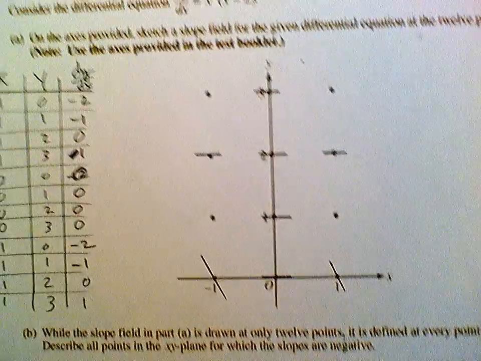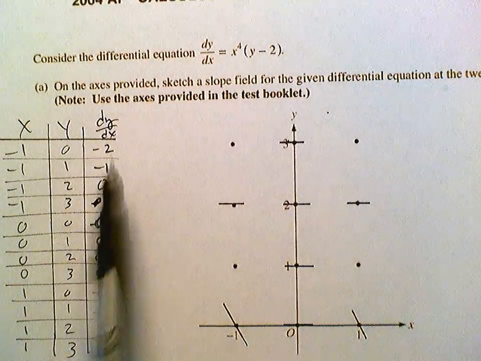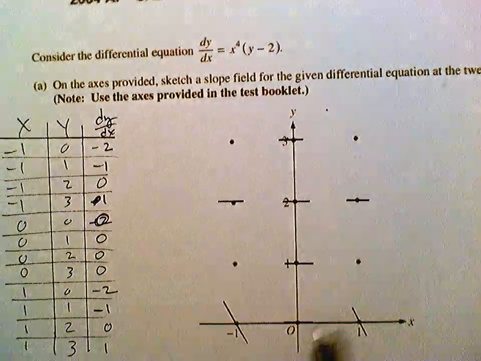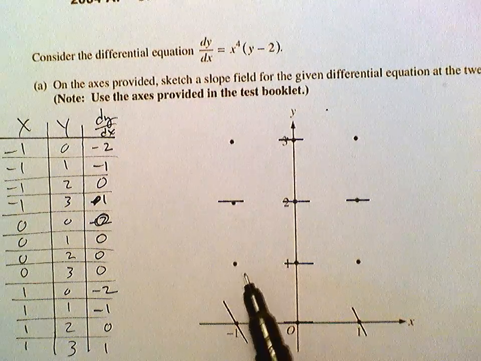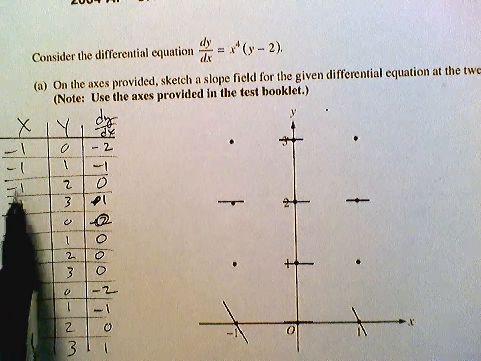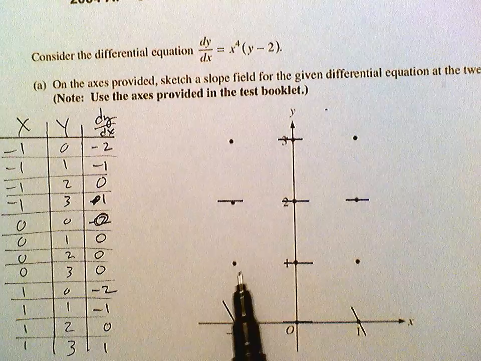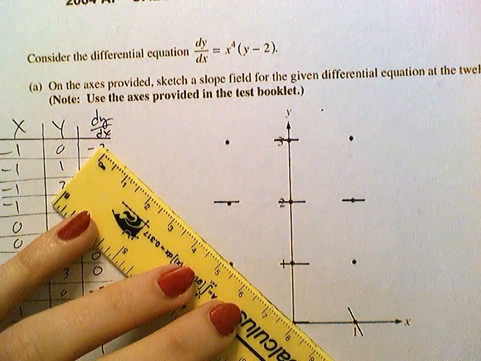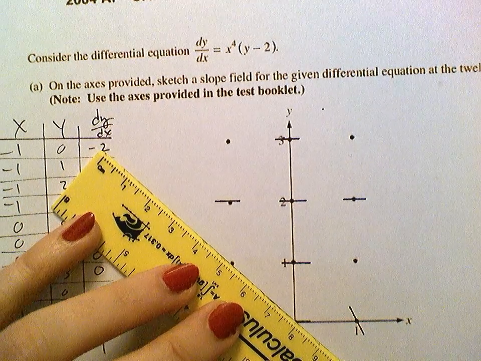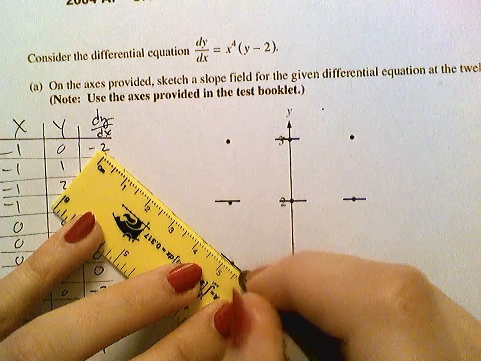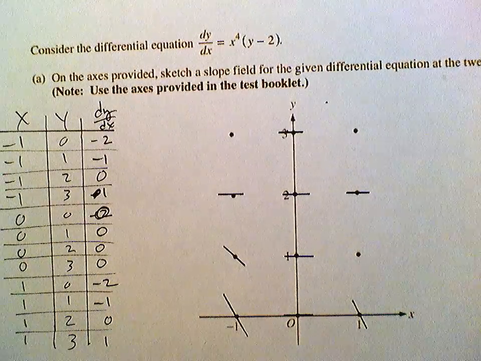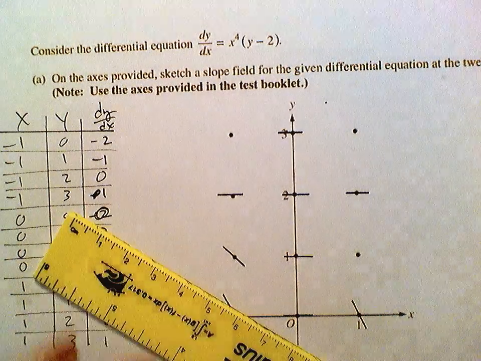Okay, slopes of -2. And then I'll have a slope of -1 at (-1, 1). So this is a slope of -1 right there. Anywhere else a slope of -1? At (1, 1), a slope of -1.